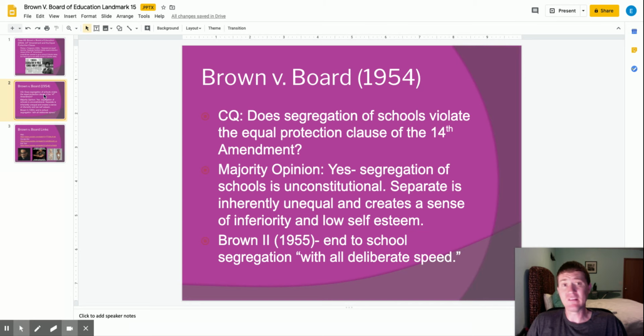Now, when this decision's made, it's not like the South all of a sudden said, oh my gosh, we've got to desegregate schools immediately. It took a long time for this to happen, and it was slow. So you have a second decision, and that decision is Brown 2. In that decision, the court said this needs to be done with all deliberate speed. Basically, pick it up, Southerners. Get this thing done. Desegregate the schools. And if you know your history, you probably think of the Little Rock Nine and a lot of things that were happening down south after Brown v. Board.